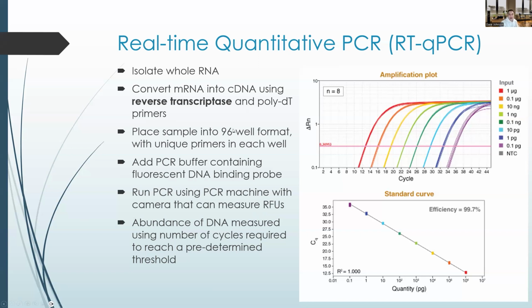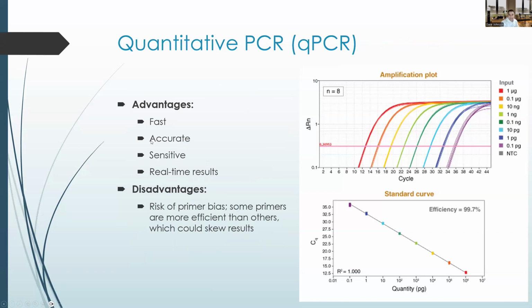All right. Now, advantages: fast, accurate, sensitive, and you get real-time results. You can get results from a sample in 3 hours. That's about how long, no, maybe actually 2 hours. It takes about 2 hours to do a standard qPCR run here. All right. So when you look at this, you're going to get results fairly quickly.